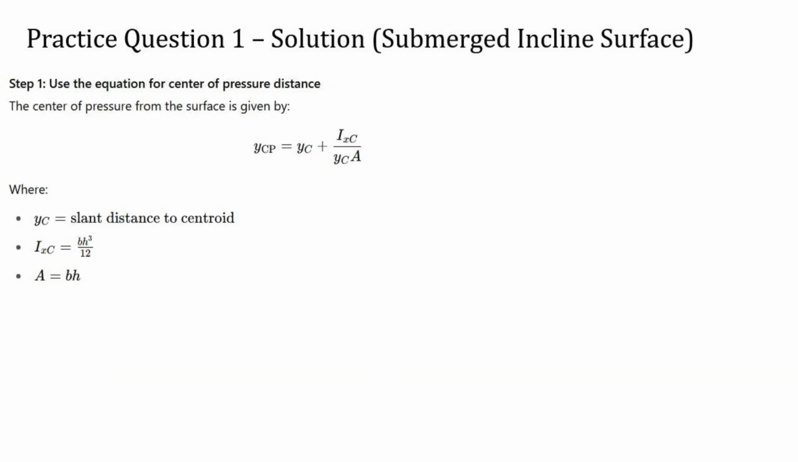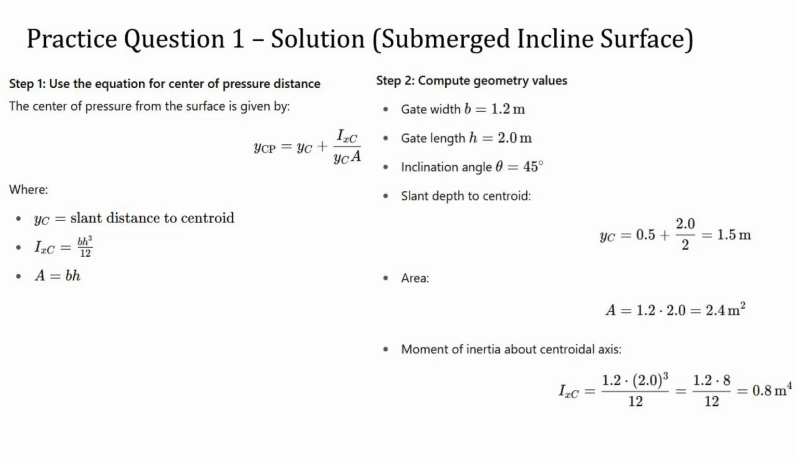The center of pressure is the point where the total hydrostatic force can be considered to act. For a submerged surface, the slant distance to the center of pressure is found from three main components: the slant depth to the centroid, the moment of inertia of the gate about the centroidal axis, and the area of the gate. Next, we compute the geometric properties of the gate.